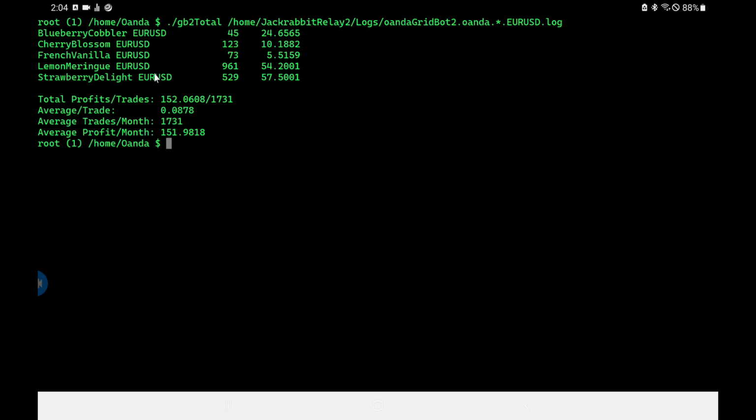Lemon Meringue and Strawberry Delight, they both have 73 levels. All of the demo accounts are set up to run with a starting balance of $700 per pair. I wanted to keep all of this realistic compared to what I am trading. So in other words, my real account, I started at 700. So all of these, I started using the same metrics as my real account.